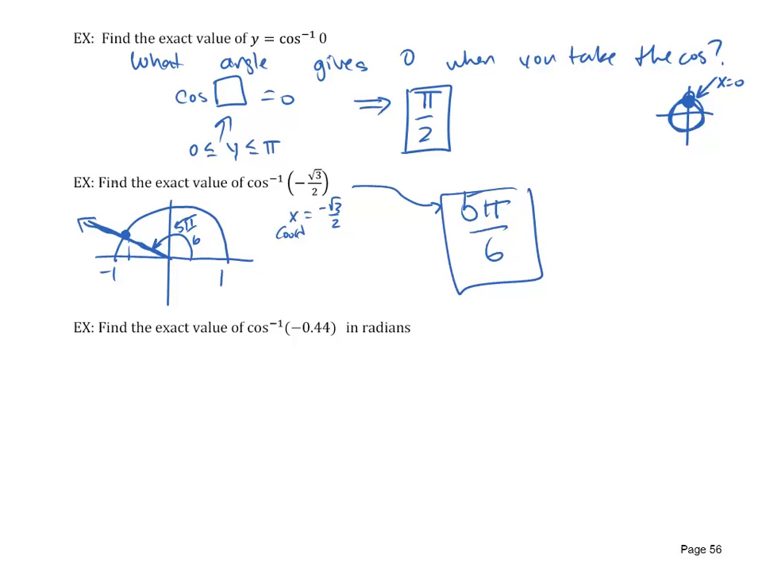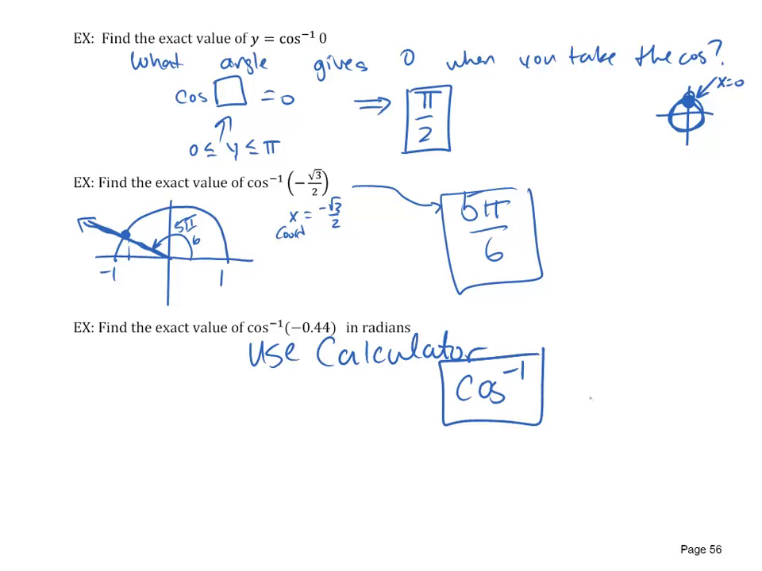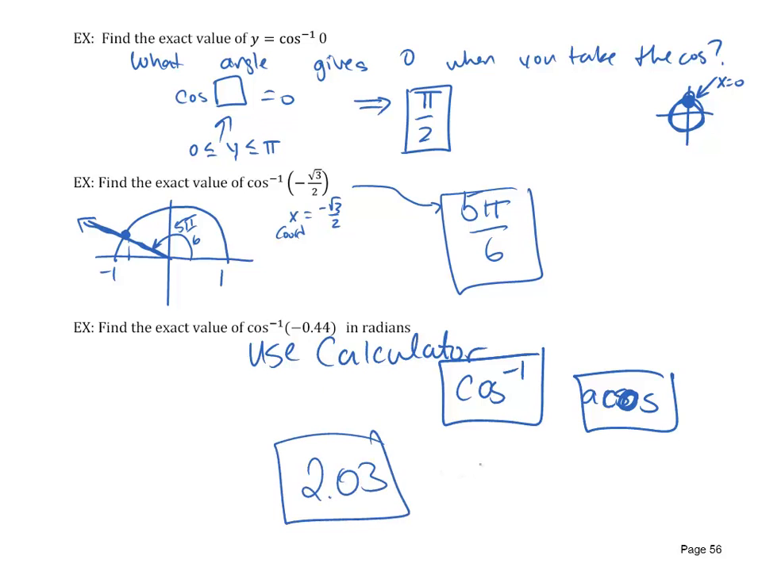Okay? Alright, last one. We are going to look at the cosine inverse of -0.44 in radians. So I'm going to go to my calculator and use either the cosine inverse function, or if my calculator writes it this way, it'd be ACOS for arc cosine, and I do the cosine inverse of -0.44 or arc cosine of -0.44, and I should get a 2.03. Again, make sure you're in radian mode or you'll get a different answer out of this function.